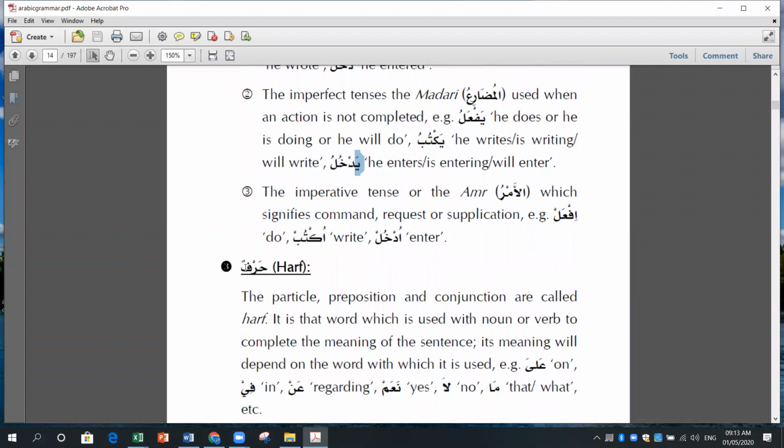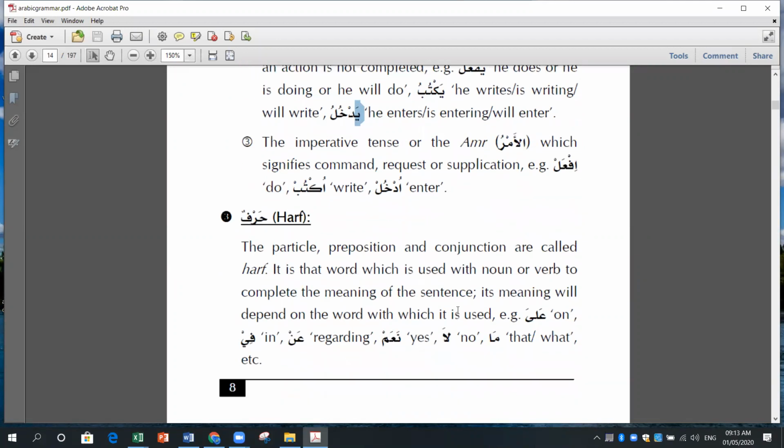Okay, the next is harf. This also we touched on last class, but we'll go a little bit more. The particle, preposition and conjunctions are called harf. Any of them, all of them, are called harf. They don't have their own meaning, but its meaning will depend on the word with which it is used, right? Like prepositions in English, they keep changing their meaning depending upon how and where they are used.